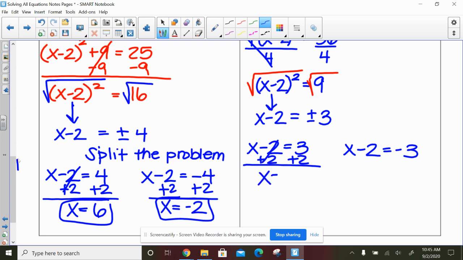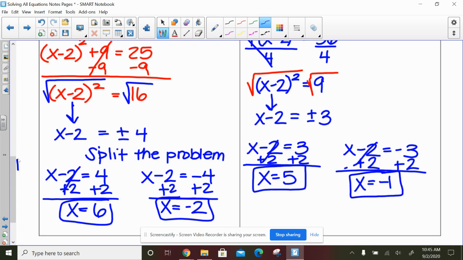Add 2 to both sides here. Those go away, and x will equal 5. Here, I'm going to add 2 to both sides, and that'll be x equals negative 1. And those will be your final answers here. Okay, so if you will take a look at some of your follow-up problems and start working on those.